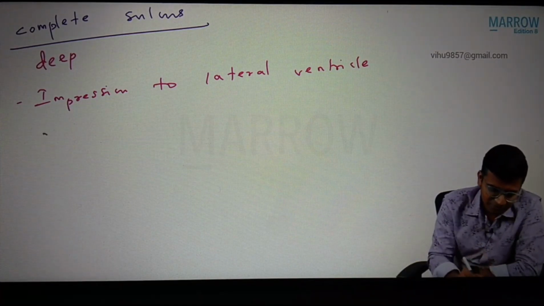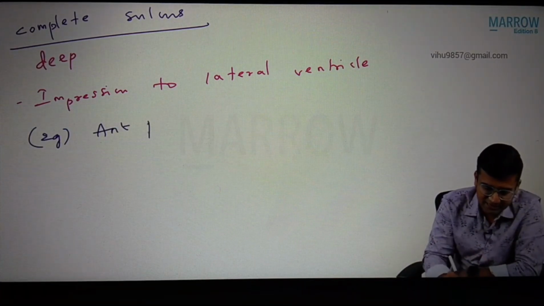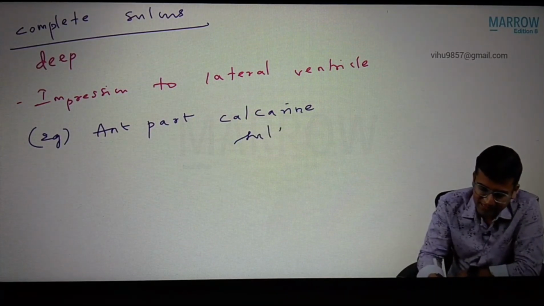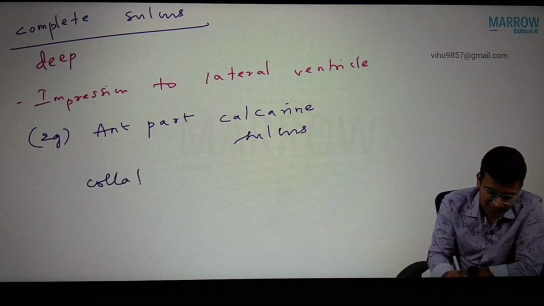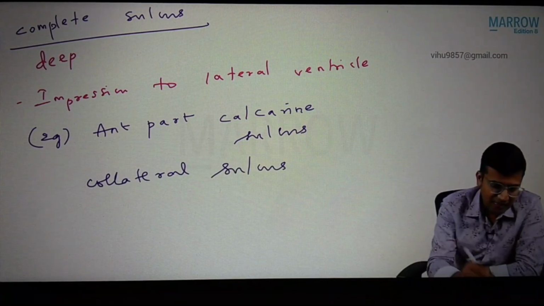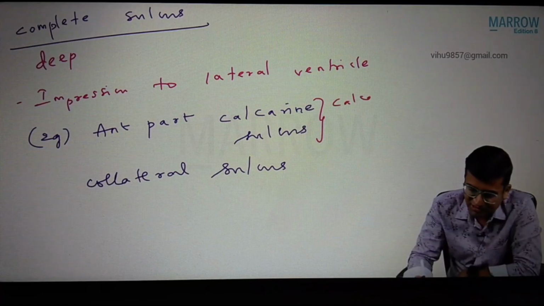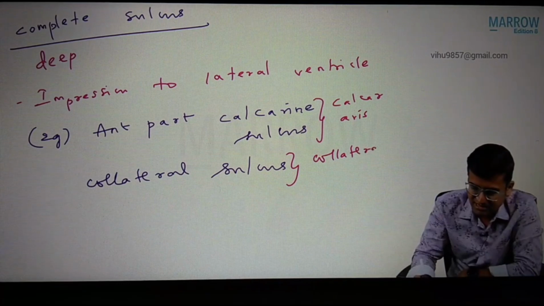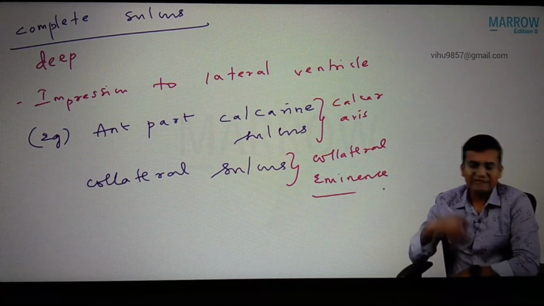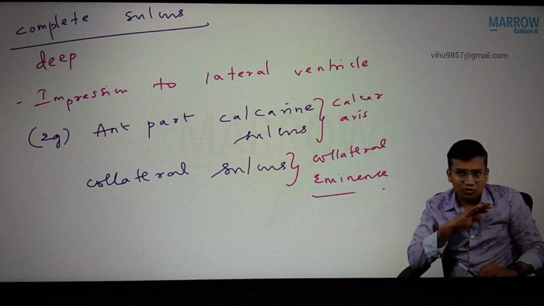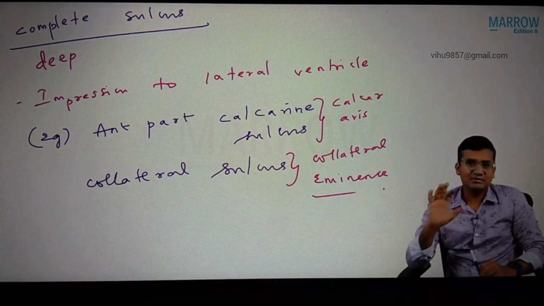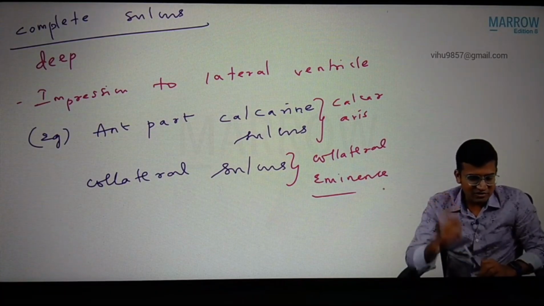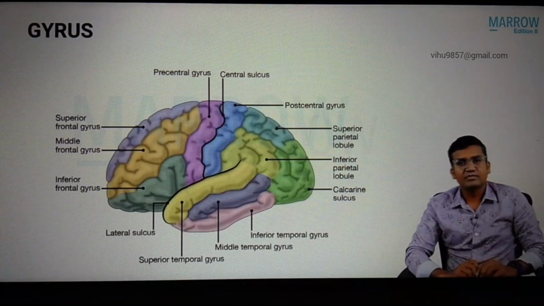Again, examples: the anterior part of the calcarine sulcus and the collateral sulcus. The anterior part of the calcarine sulcus forms the calcar avis, and the collateral sulcus forms the collateral eminence. They give an impression to the lateral ventricle. That's all. These are the four types of sulcus and their examples. They will mainly ask you the examples only. Now, next, we're going to start the discussion about the gyrus.